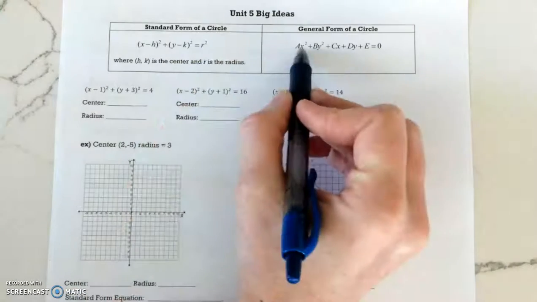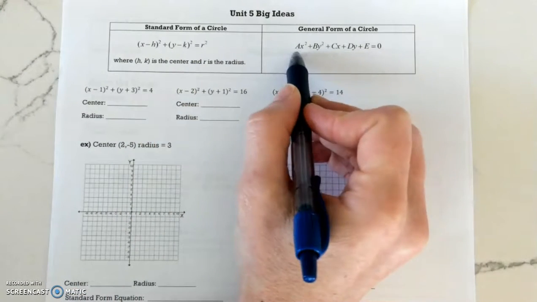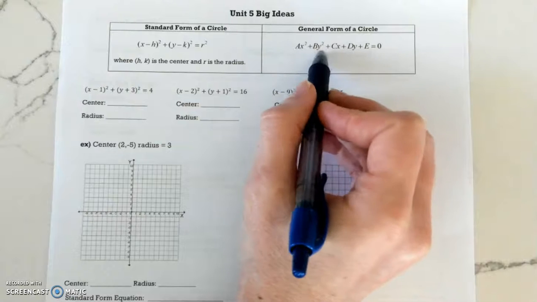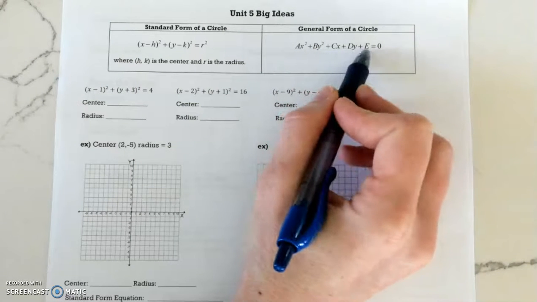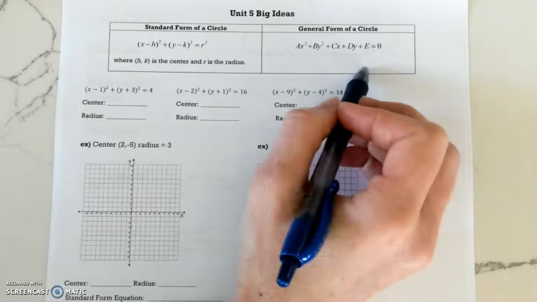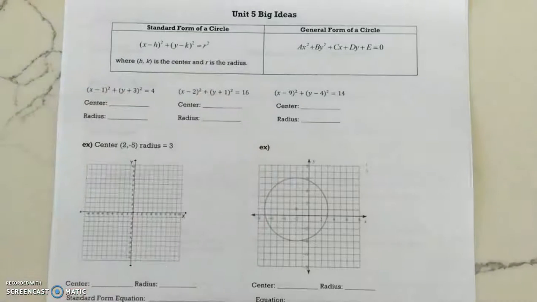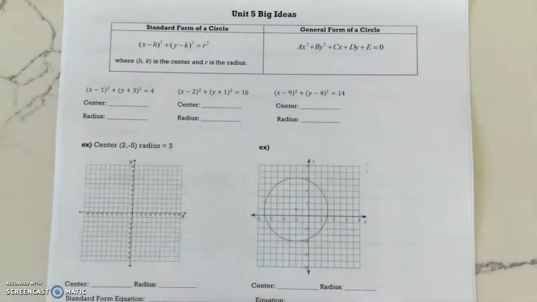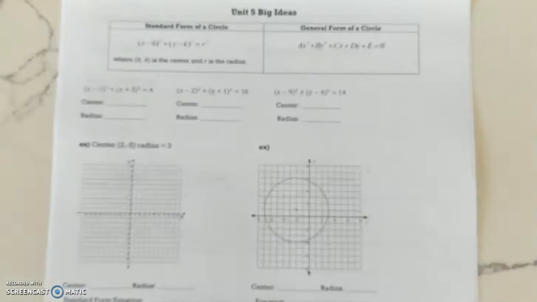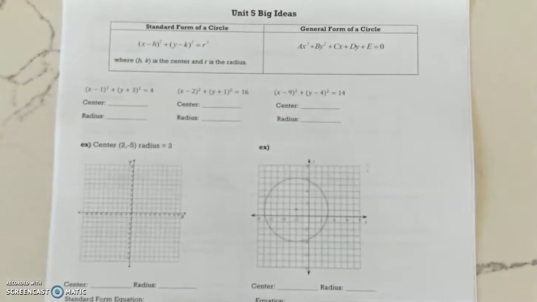Notice the way that we've ordered everything on the general form. The x squared comes first, followed by the y squared, then the x term, the y term, and the constant, and it's always set equal to 0. Remember we went from standard form to general form, and then we went the other way, from general to standard. It's important to get things into standard form to know the center and the radius of the circle.